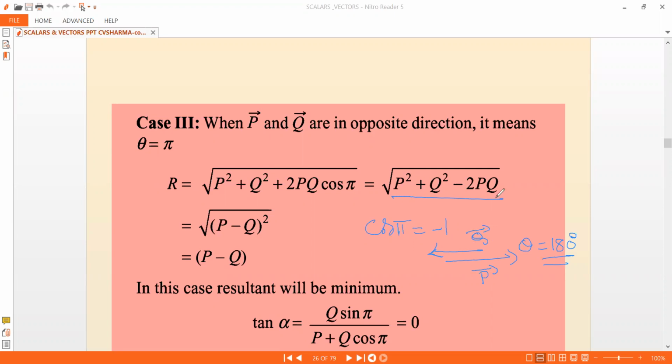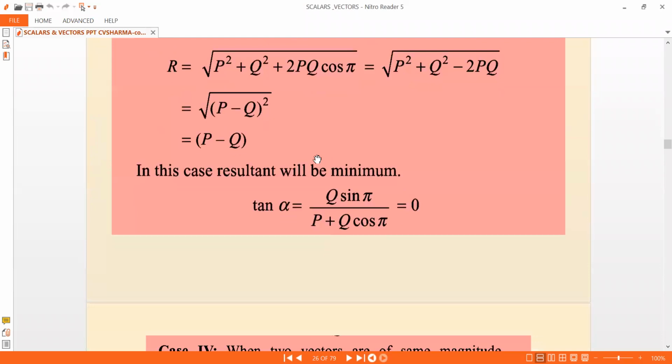So when you put that, P square plus Q square minus 2PQ, cos pi value is -1, you substitute over here. So you get P square plus Q square minus 2PQ. That happens to be the square root of (P minus Q) whole square, which happens to be P minus Q. And the angle this resultant vector makes with the vector P bar is given by tan alpha. That gives the direction of the resultant.